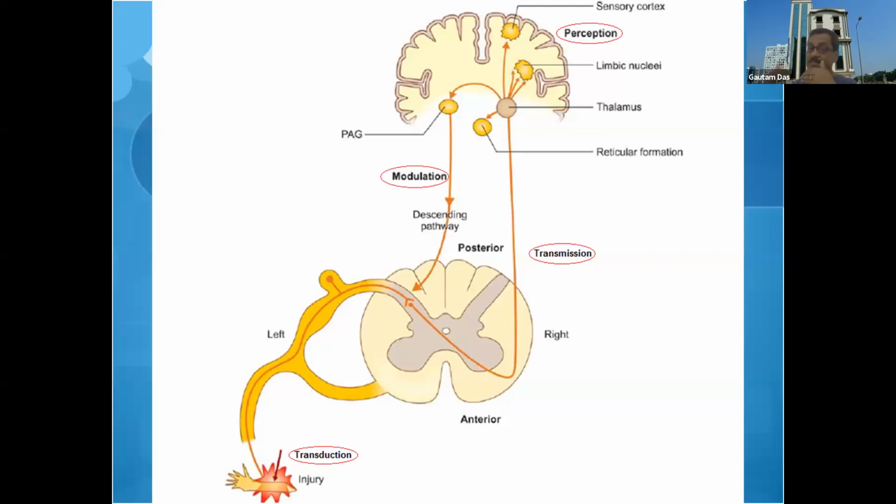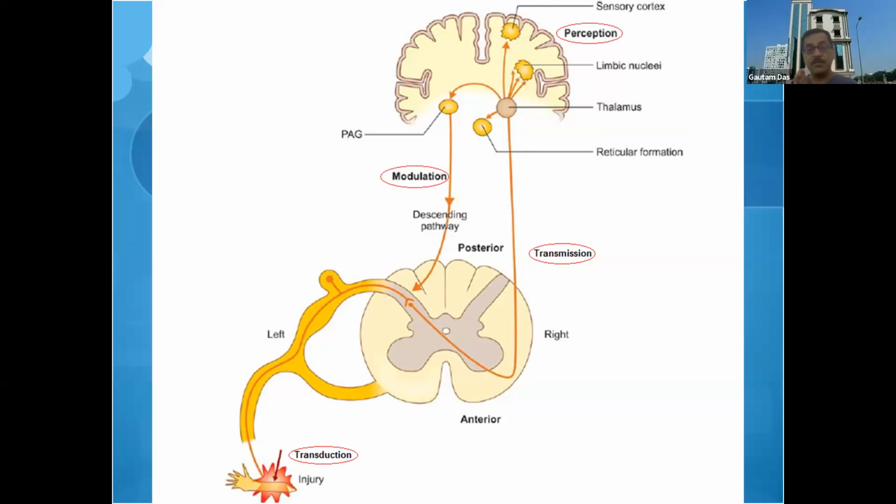So then the scientist starts thinking, what is the mechanism, how is it possible? And then ultimately the descending pathway was discovered. In pain, the ascending pathway is important, and the descending pathway is also very, very important. So there are two descending pathways.